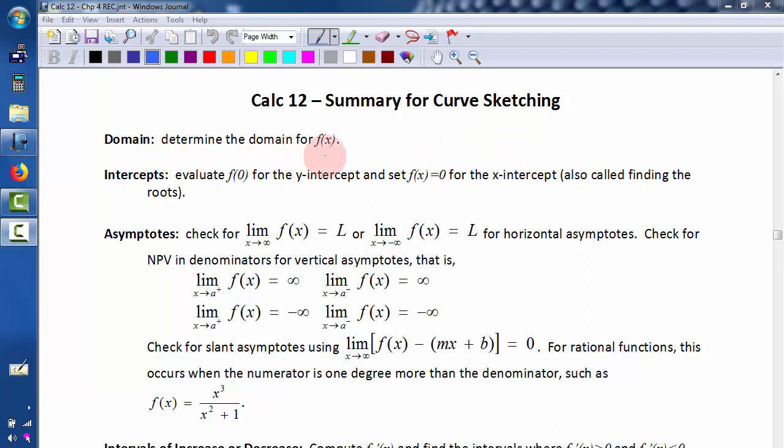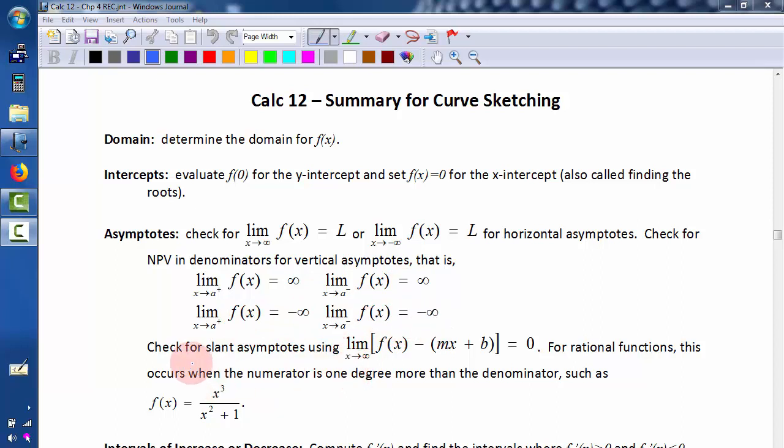The domain: determine the domain for f of x. Intercepts: evaluate f of 0 for the y-intercept, and set f of x equal to 0 to look for the x-intercepts. And check for asymptotes. You want to see if the limit is finite at infinity and negative infinity for horizontal asymptotes. We want to check for non-permissible values in the denominator to check for vertical asymptotes. So we have a right limit that equals infinity, or a left limit that equals infinity, a right limit that equals negative infinity, and a left limit that equals negative infinity.